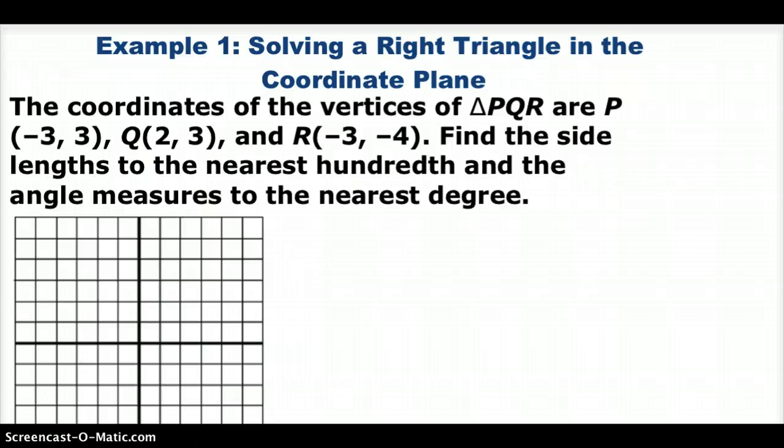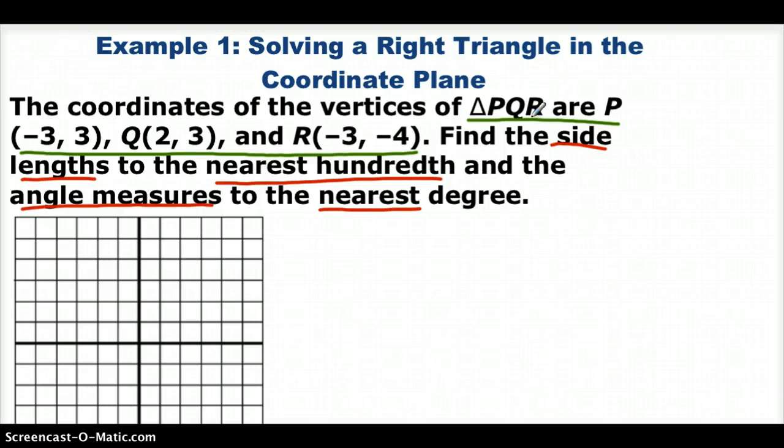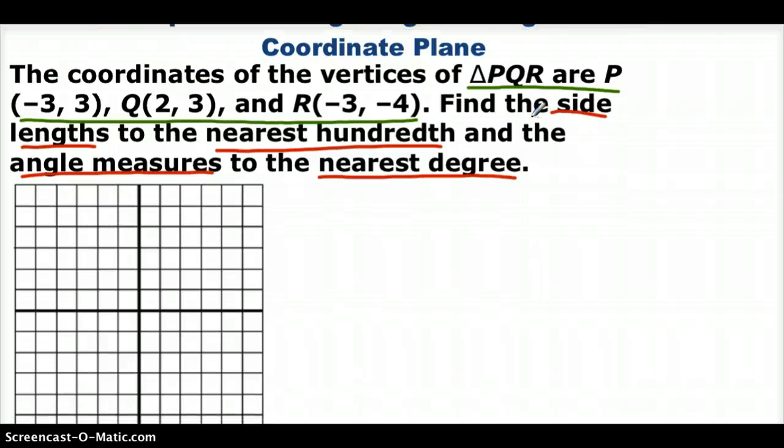All right, so again, let's maybe go back and just underline the information that we know, right? So we know the coordinates of the vertices, which is very helpful. We also know that we want the side lengths to the nearest hundredth and the angle measures to the nearest degree. Okay, this is all really important information. Okay, so I think the first thing we should look at here is plotting the points.